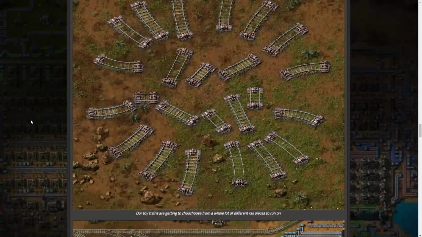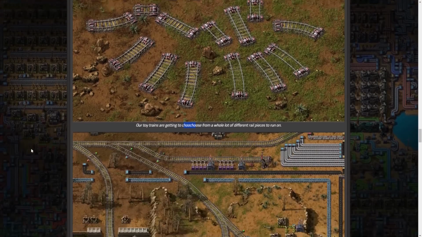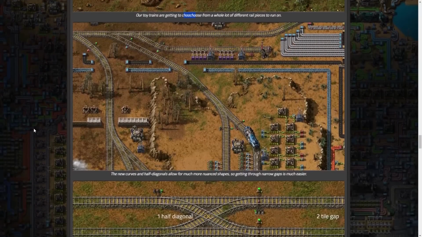And then we can go down here. It says our toy trains are getting to choose. I love this. From a whole lot of different rail pieces to run on. So there are a ton of different pieces to choose from now, which is super, super nice. We have diagonals, longer diagonals, shorter diagonals, all these half S-bends, half curves. It's just really great. And we can see some examples here.